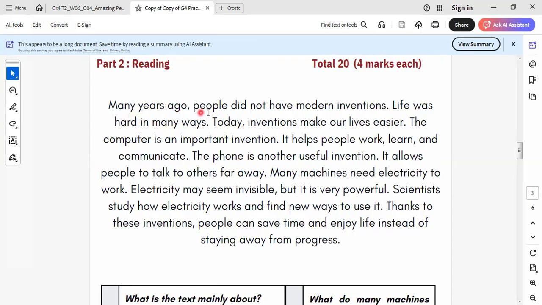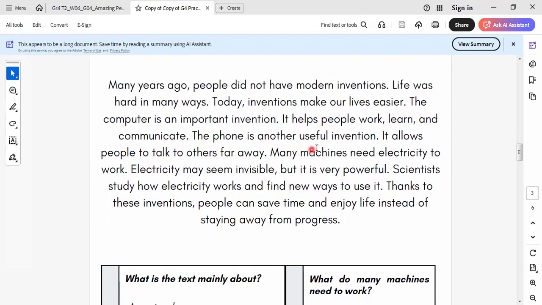Many years ago, people did not have modern inventions. Life was hard in many ways. So here we talk about the modern inventions and how they changed our life and make our lives easier. Today, inventions make our lives easier. The computer is an important invention. It helps people work, learn, and communicate. So we use the computer in many tasks: work, learn, and communicate.